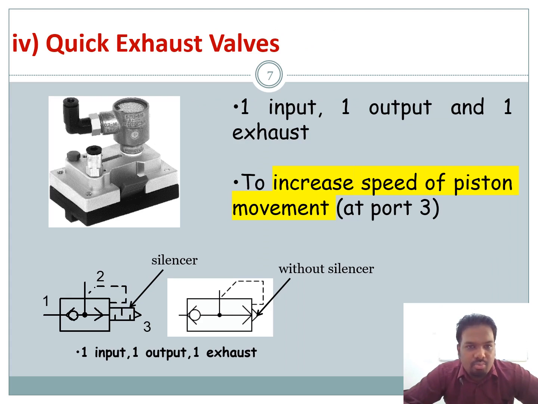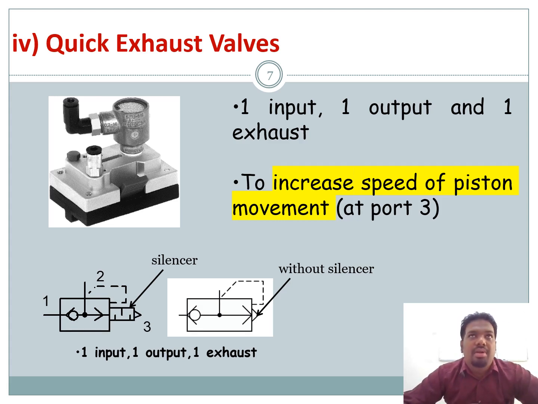We call it a quick exhaust valve. So it's like a buffer. It's still like a shuttle valve, but it will allow a feedback. It will enter again to your system. So this quick exhaust valve is practically used to increase the speed of piston movement.